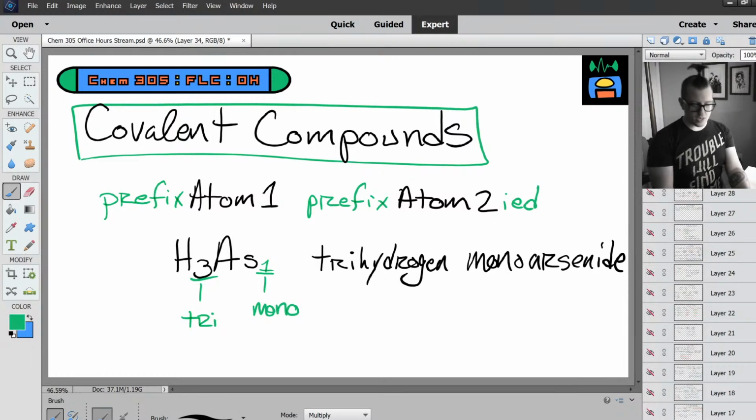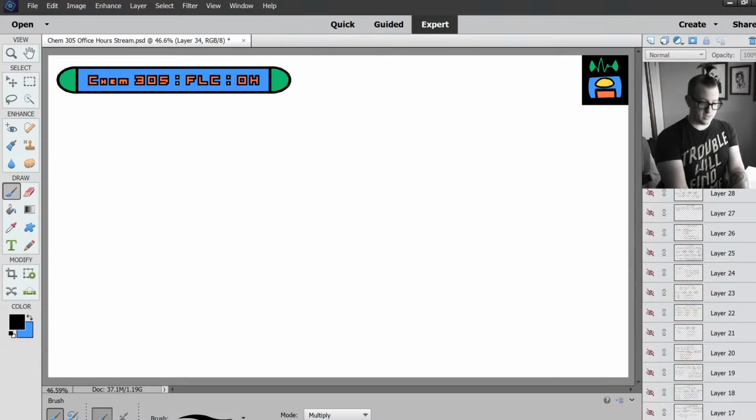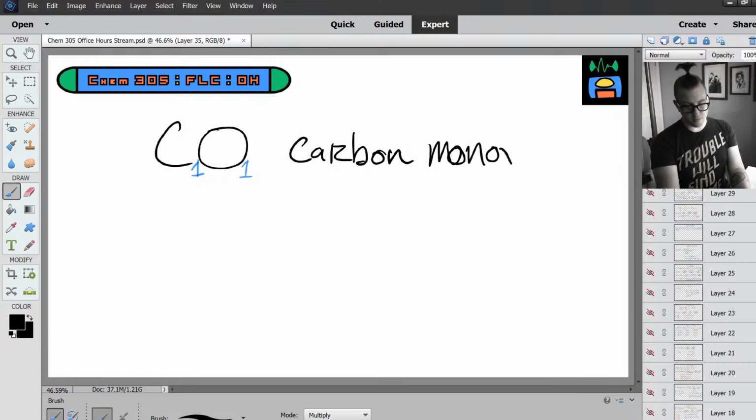All right, you don't have to worry about that thing it says in the book where it's like, oh, don't ever use prefixes for hydrogen. You can just use prefixes every time and you'll be fine. The only time you don't use a prefix for the first atom is if there's one of them. And that's evidenced by this. If the first atom only has one, you don't use mono. So this would be carbon monoxide.